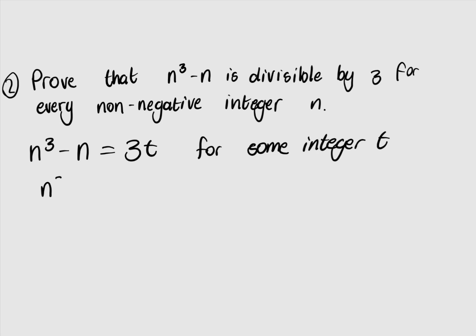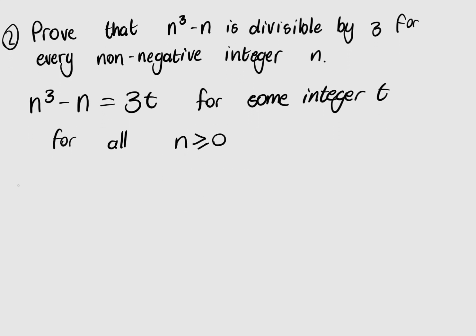Or, just to make that a bit more intuitive, n to the power of 3 minus n all divided by 3 is equal to an integer. That's just the definition of being divisible by 3, or being divisible by a number. For all n non-negative, just n greater than or equal to 0. Right, it's important that you include the equal to, because if you don't, then your basis step will be incorrect. So we're going to start off with a basis step.